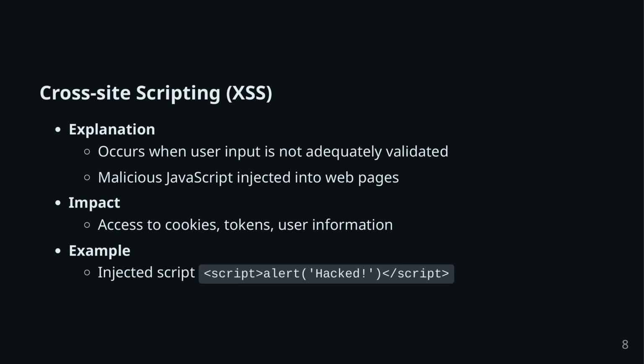Cross-site scripting, or XSS, happens when user input is not properly validated, allowing malicious JavaScript to be injected into web pages. The impact of XSS can be severe as it grants attackers access to cookies, tokens, and other sensitive user information. For instance, an attacker might inject a script like <script>alert('hacked')</script>, which would execute whenever the compromised web page is viewed. This can lead to unauthorized actions being performed on behalf of the user without their knowledge.